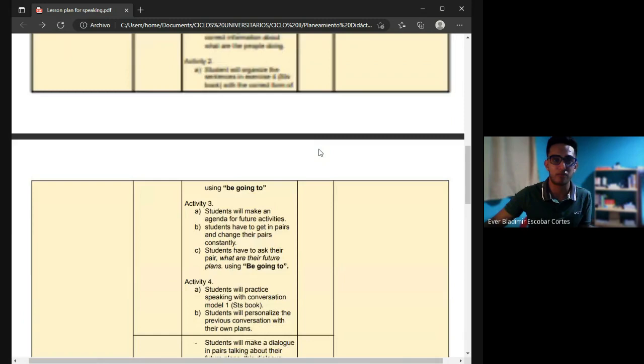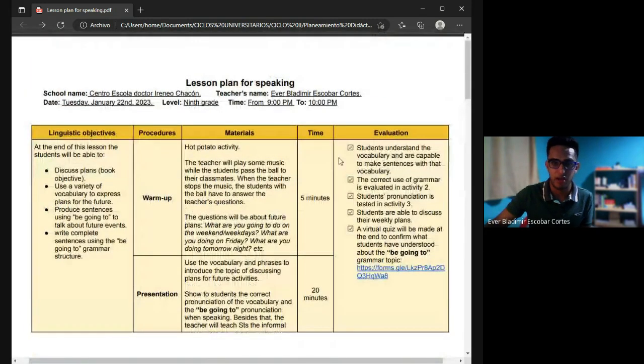And then we have the evaluation part. Students understand the vocabulary and are capable of making sentences with the vocabulary that has been provided to them, and the correct use of grammar is evaluated in activity number two. A student's pronunciation is tested in activity number three, talking about the agenda, right? They're going to be talking. Students are able to discuss their weekly plans, so they're going to be discussing. And a virtual quiz will be made.